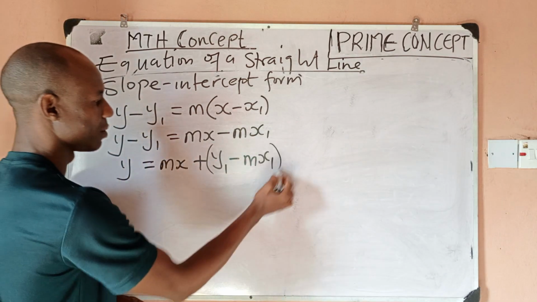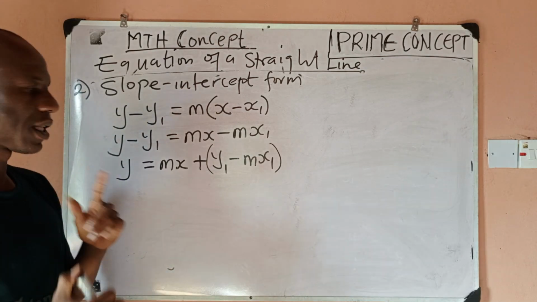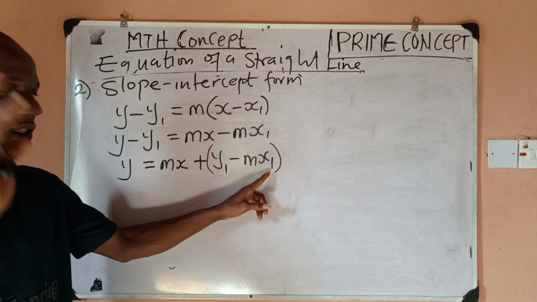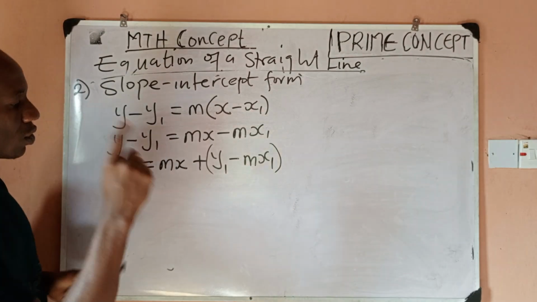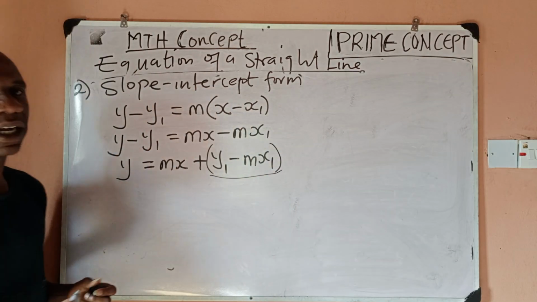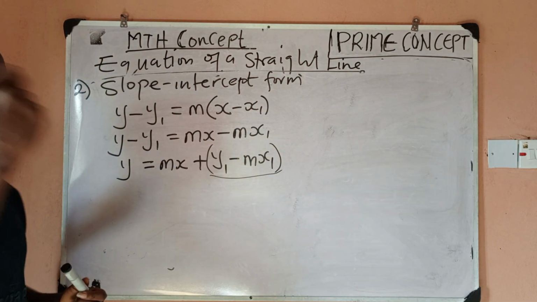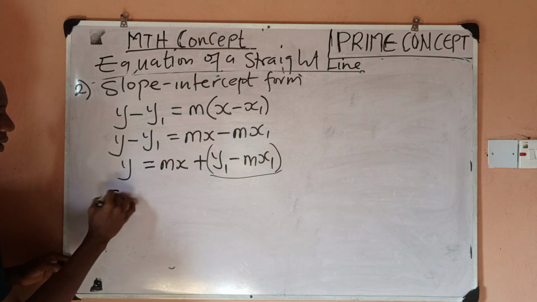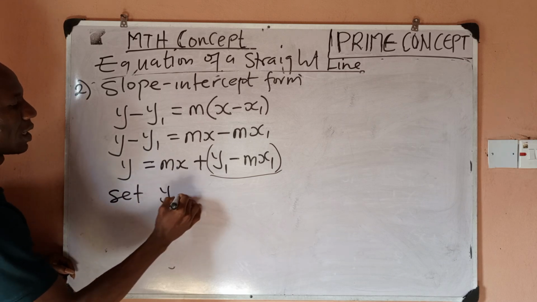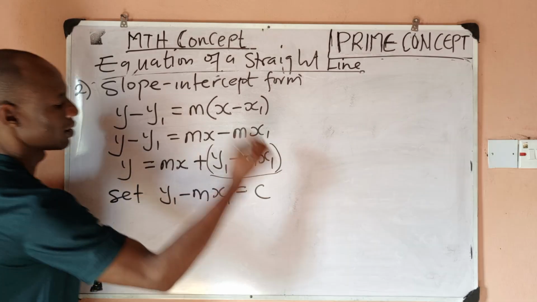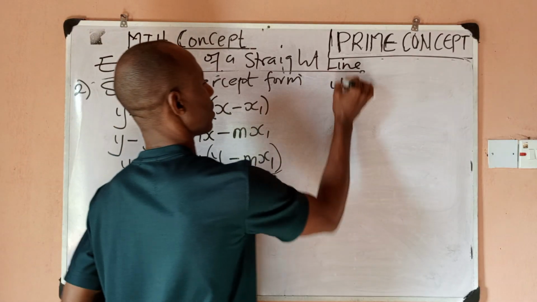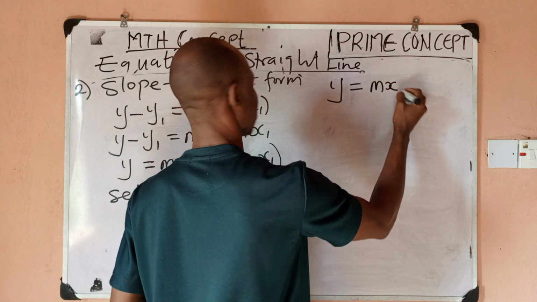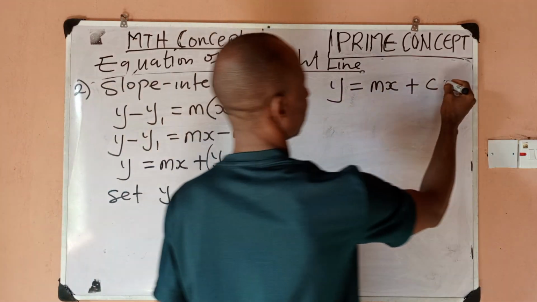So I'm going to group this because everything you have here is a constant. So remember, y1 would always be known as a point. X1 is also a point, it's constant. Then the slope is a constant. So which means that every quantity inside this bracket is a constant. So I'm going to denote it with a constant C, so that I can then set y1 minus mx1 to be C. So if I do that, I'll then have that y is equal to mx plus C. So this is equation B.